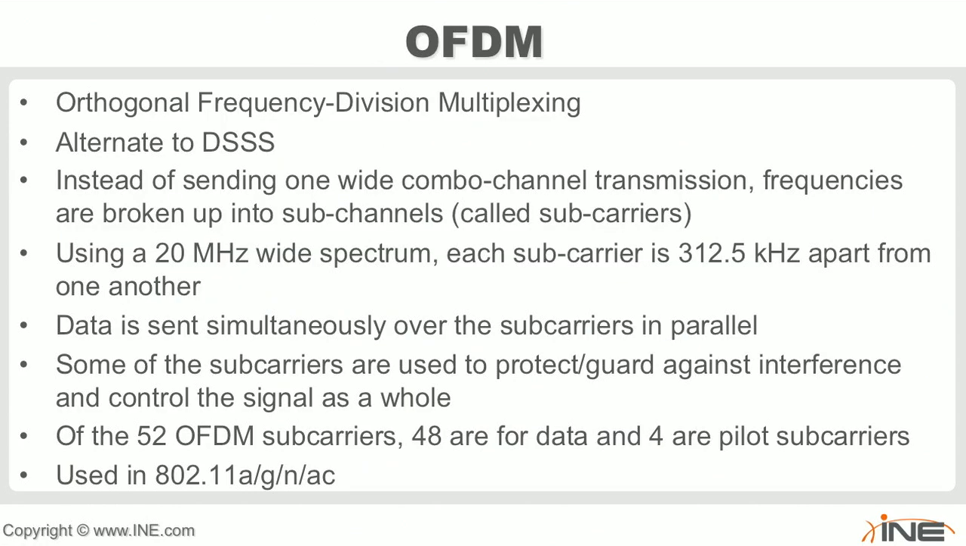Then there is a completely different way of dealing with modulation. We have something called OFDM, or orthogonal frequency division multiplexing. This was an alternate to using DSSS. So instead of direct sequence spread spectrum, we basically did frequency division multiplexing.